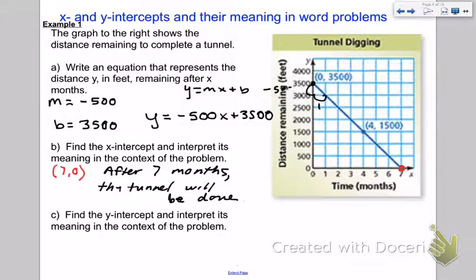Now let's look at the y-intercept. We already found it to write our equation. We said it was at 0, 3,500. So let's write that down, 0, 3,500. And what is this meaning? Well, the x is months, so 0 months. That's the start. The distance remaining is 3,500. So if at the beginning you have 3,500 more feet to go, that means the tunnel will be 3,500 feet long.